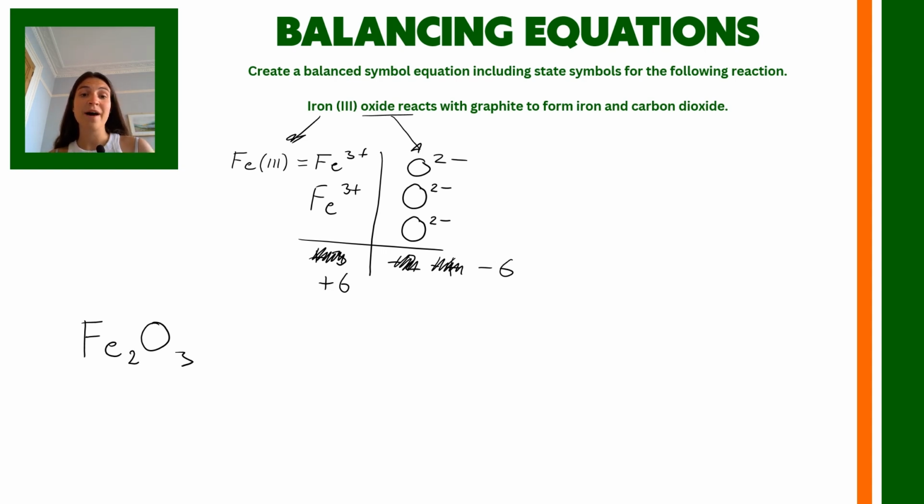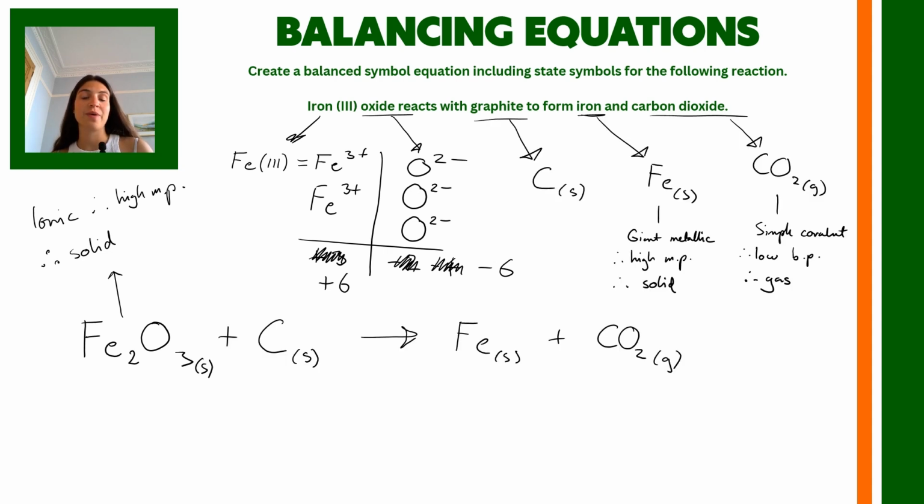And I've been asked as well for the state symbols in this particular question. Since it is ionic, what we know is they're going to be a high melting point. So this iron oxide is a solid. Okay, let's look at the rest of the equation then. So we have that it reacts with graphite. So that is my carbon, C, and S for solid form to form iron. That's Fe, the symbol, and then S again.